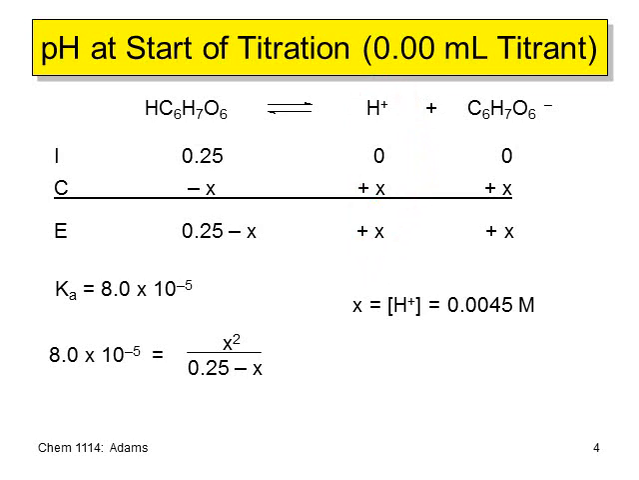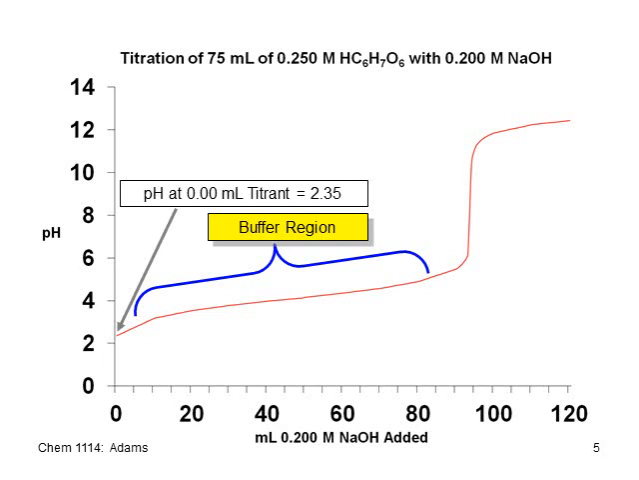If I take the negative log of that hydrogen ion concentration, I'm going to get a pH. Let's put that on the graph. There it is. So my initial point, where I have not added any sodium hydroxide, is 2.35.